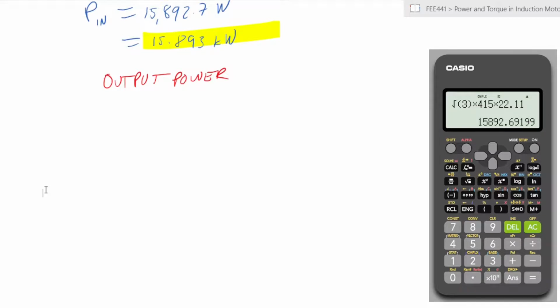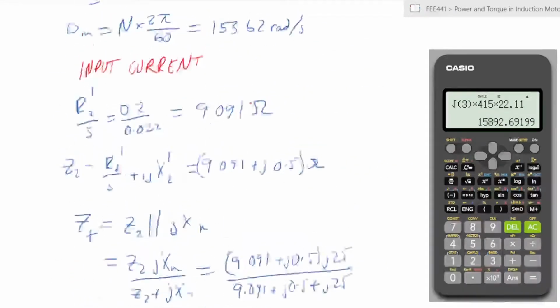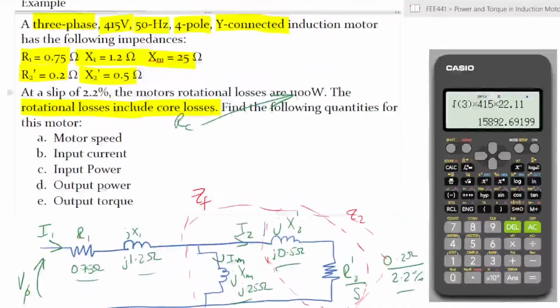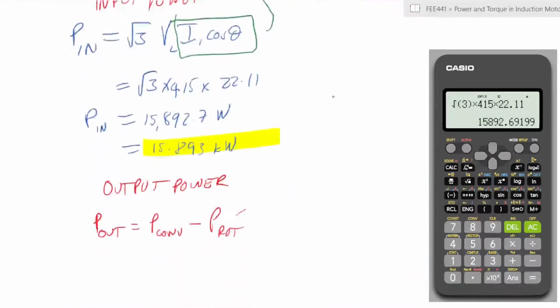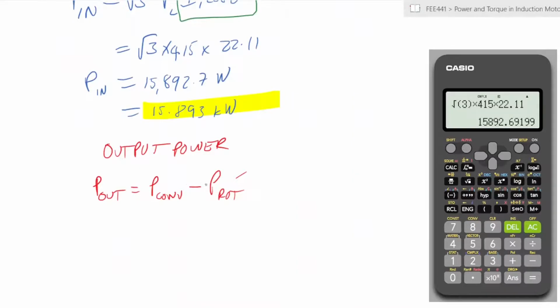So we go step by step. Our output power, working backwards, is equal to converted power minus rotational losses. Rotational losses we were given up here as 1,100 watts, or 1.1 kilowatts. However, the other element, converted power, has not been indicated. So let's see what is converted power.